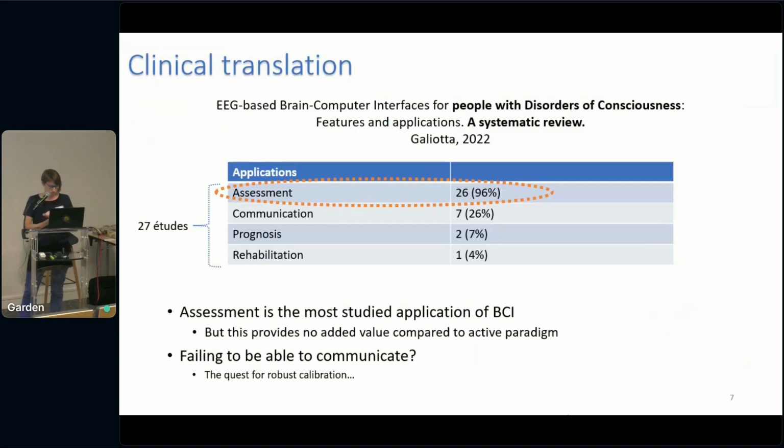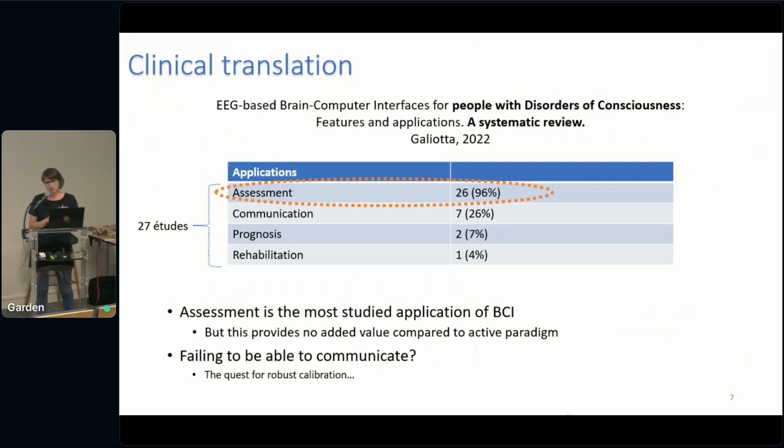So there was a recent review that gave a nice overview of all the BCI trials with patients with disorders of consciousness. And it appears that most of these studies try first to use it as an assessment tool. You see, it's really a great majority that does that, whereas it provides very little added value compared to active paradigm. It was less validated.